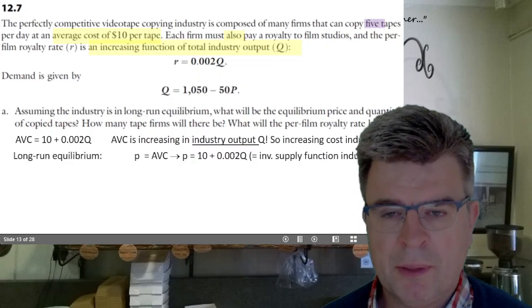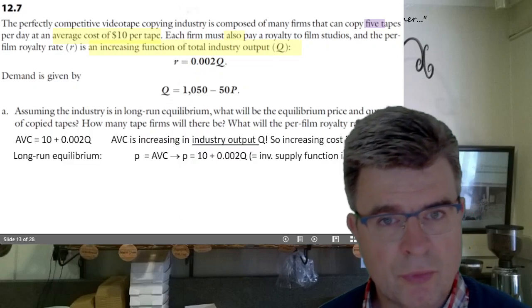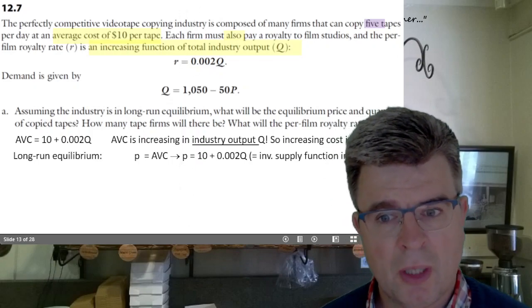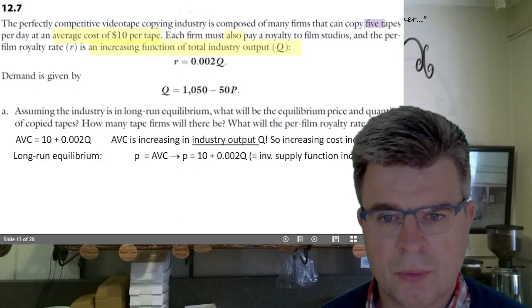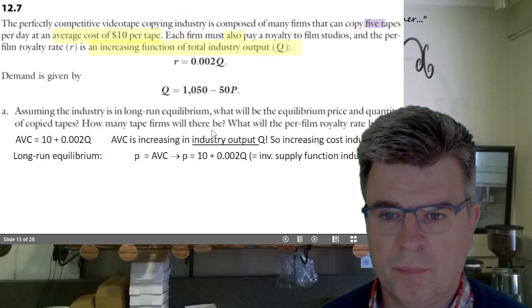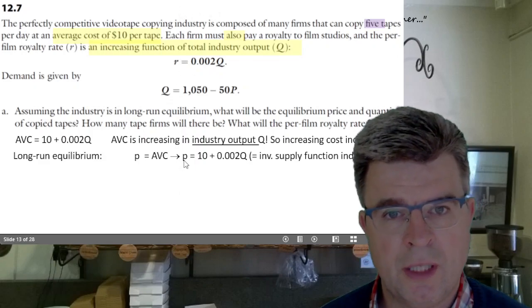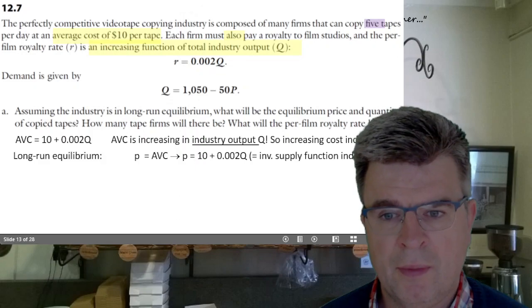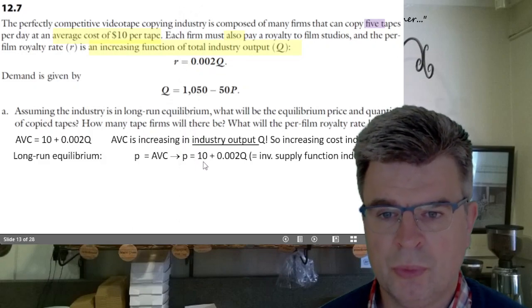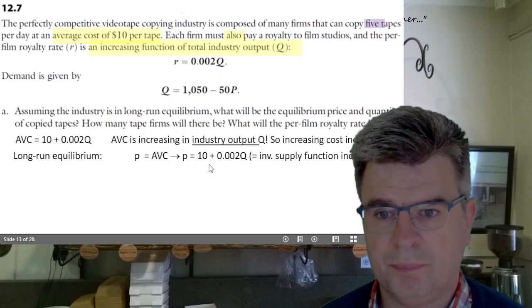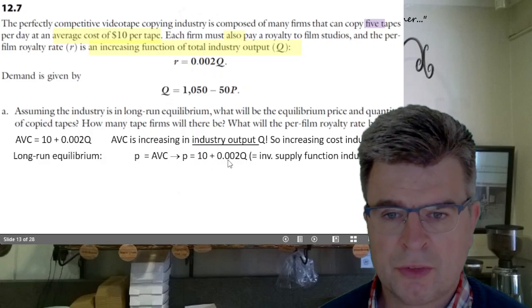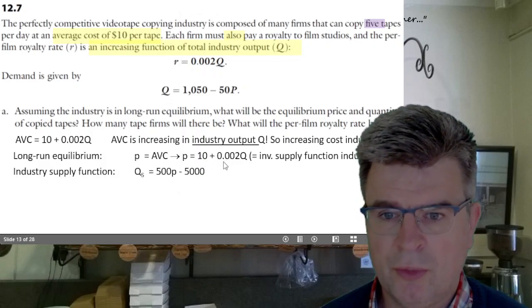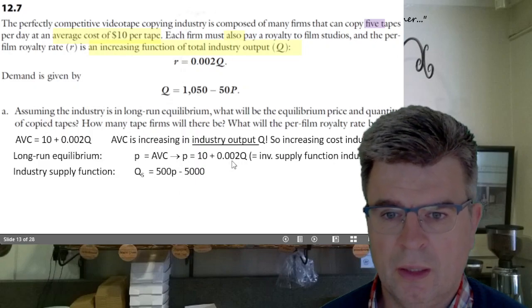In a long run equilibrium, where videotaping firms can easily enter and exit the market, price will be equal to the average variable cost. So in the long run, the inverse supply function in this industry will be equal to 10 plus 0.02 times Q. That's the long run equilibrium, and then we can solve for the quantity.